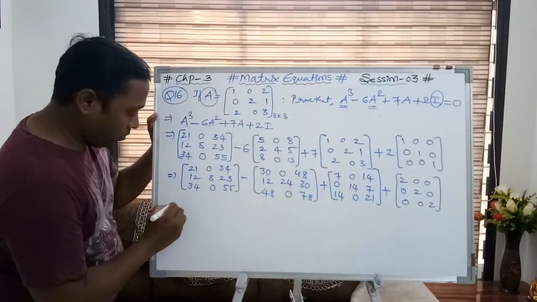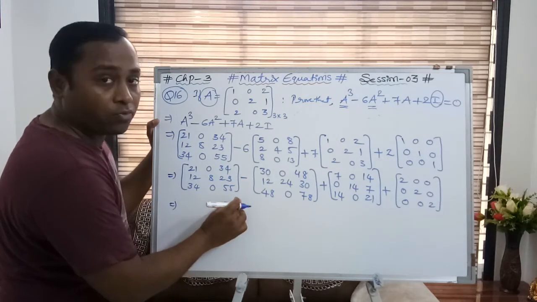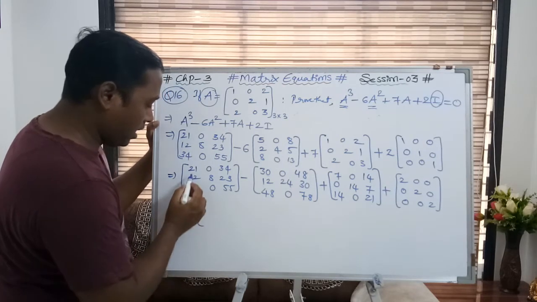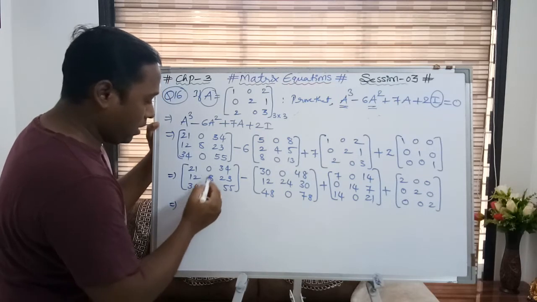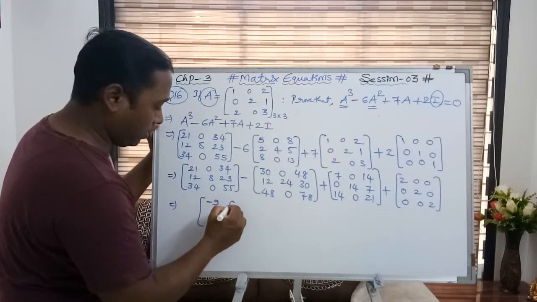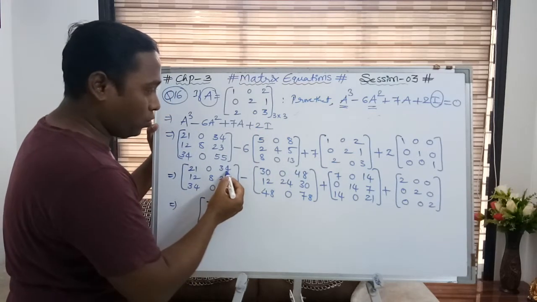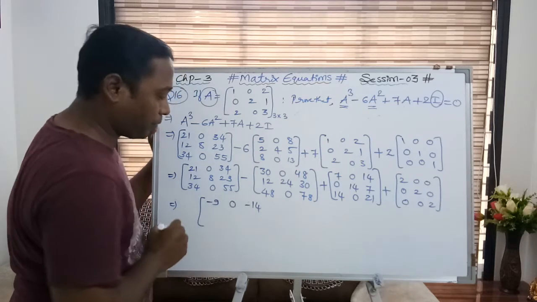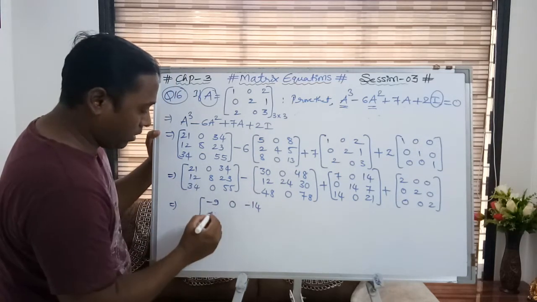So now step by step you have to solve. If I subtract these two matrices first, what will I get? 21 minus 30 would be minus 9. 0 minus 0 is 0 only. 34 minus 48, so 6 and 8, I think it is minus 14. Okay, fine. Then 12 minus 12, 0.